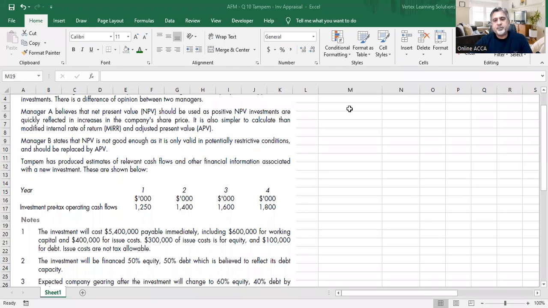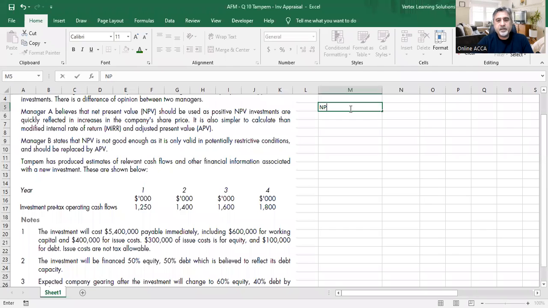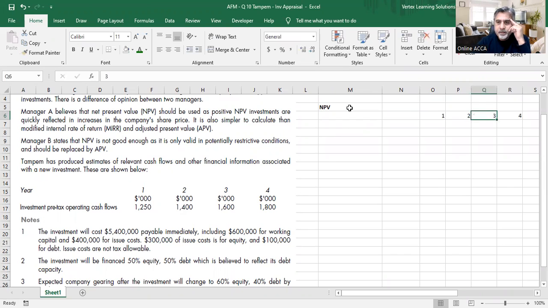Okay, so for calculating your NPV, you know that we have got a very standard working table. We made it many times. We've got year 1, year 2, year 3, and year 4. Always pay attention to whether the tax benefits will arrive in the same year as the cash flows or in later years.